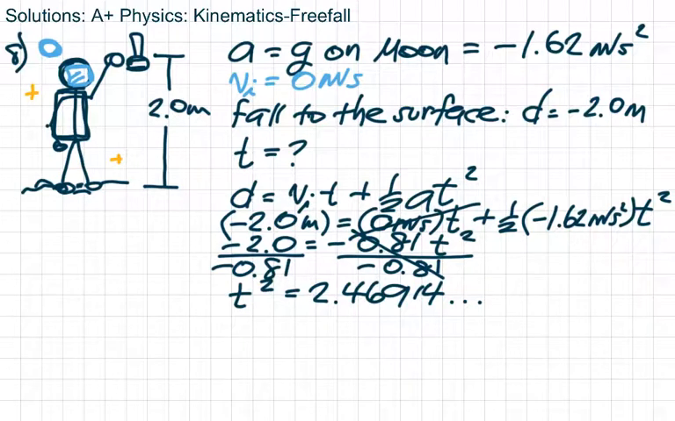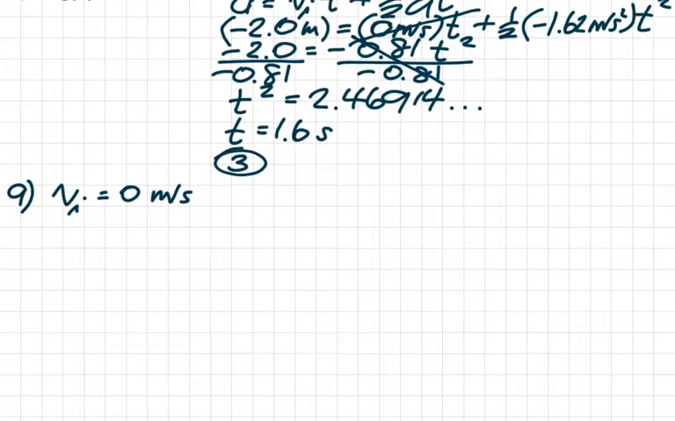I mean, you could just make it positive, but this way when you work the numbers out correctly, you don't have to square root both sides. So that 1.6 seconds is choice 3. Next. Falls freely from rest, V initial is 0.